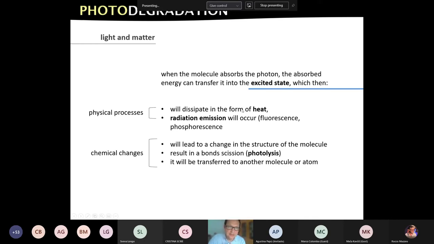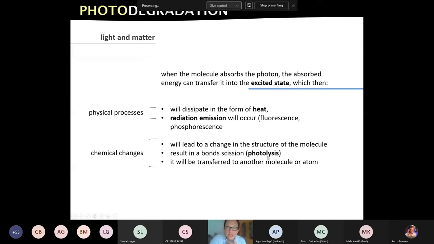So the light absorbed by the object will warm its surface, yes, will heat it up. And there's also a possibility that some radiation processes will occur, and we know fluorescence and phosphorescence are well-studied processes which happen when the light is absorbed by materials, also in a heritage context. But there are also some chemical changes possible. So there's a possibility of a change of the structure of the molecule, photolysis, which is a very rare process, so we can practically exclude this, there is no UV presence.